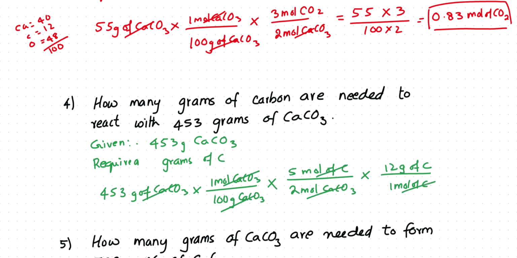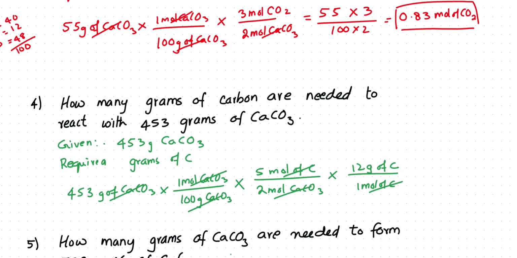So we do all the calculations here. 453 times 5 times 12 upon 100 times 2, 200. So equals to, we get 136 grams of carbon.